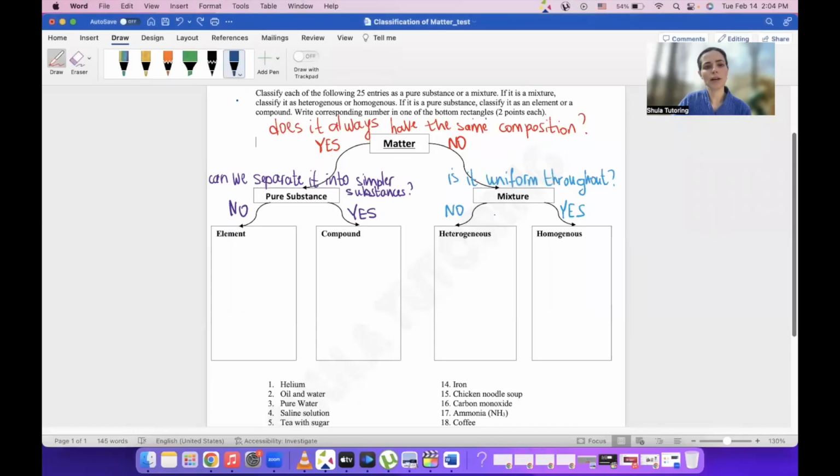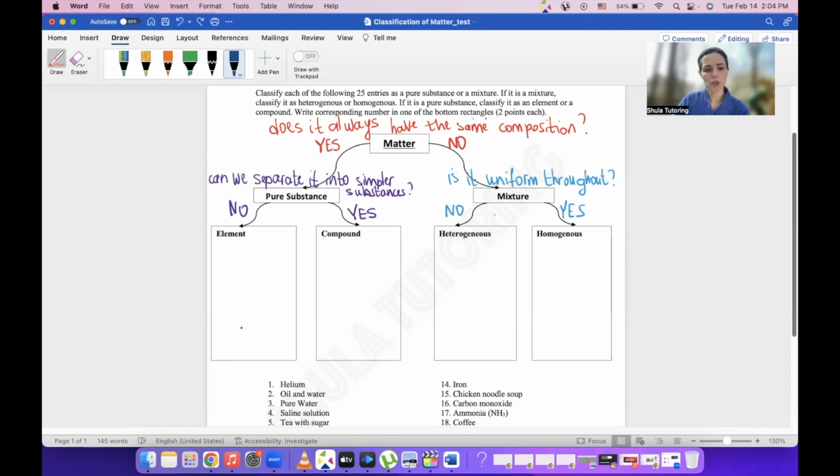We have 25 entries here. Classify each of the following 25 entries as a pure substance or a mixture. If it is a mixture, classify it as heterogeneous or homogeneous. If it is a pure substance, classify it as an element or a compound. Write the corresponding number in one of the bottom rectangles. Each entry is 2 points.